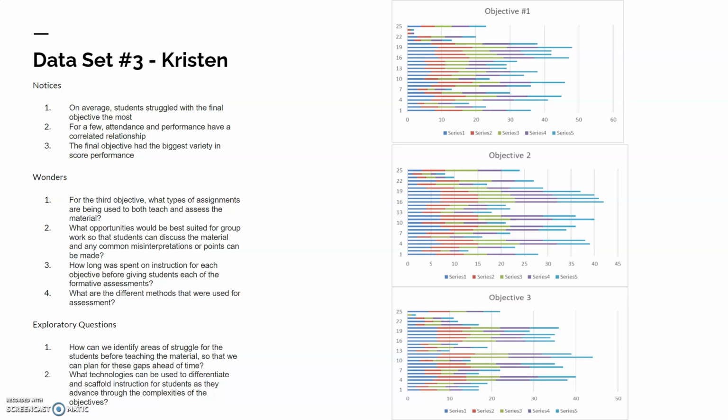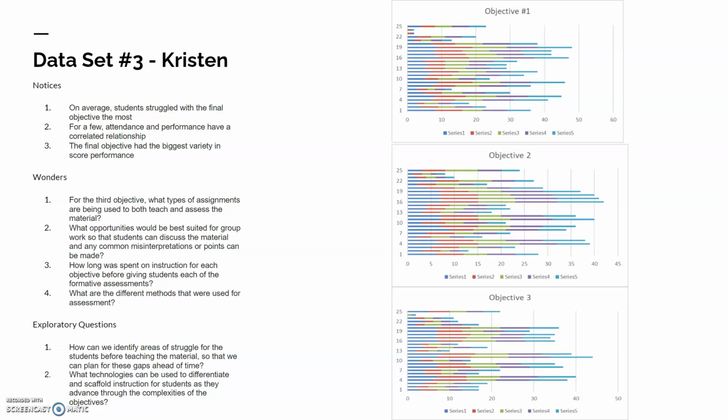Wonders: for the third objective, what types of assignments are being used to both teach and assess the material? What opportunities would be best suited for group work so that students can discuss the material? How long was spent on instruction for each objective before giving students each of the formative assessments? And what are the different methods that were used for assignments?